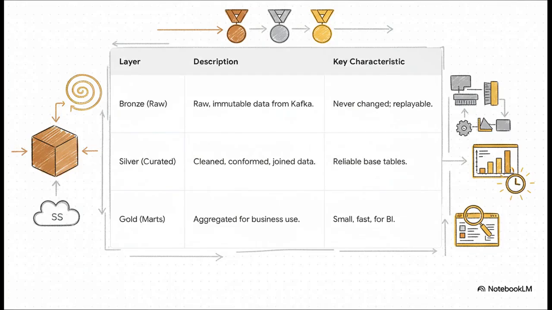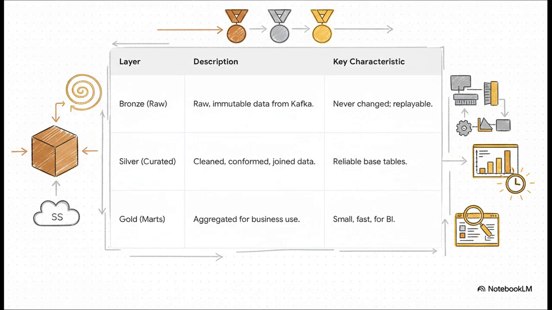The industry standard for this is the medallion architecture: bronze, silver, and gold. Think of your bronze layer, which lives in S3, as your source of truth. It's the raw, untouched data, exactly as it came from Kafka. You never, ever, ever change it. Why? Because it guarantees that if you find a bug down the line, you can always replay history from a perfect source.